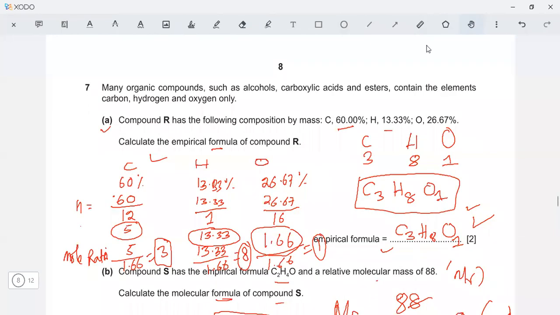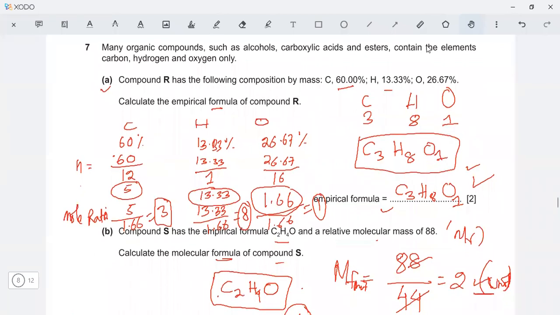Okay, next one, seventh one. Many organic compounds such as alcohol, carboxylic acid, and esters contain the elements carbon, hydrogen, and oxygen only. A compound R has the following composition by mass: 60% of carbon, 13.33% of hydrogen, and 26.67% of oxygen. Calculate the empirical formula of R.